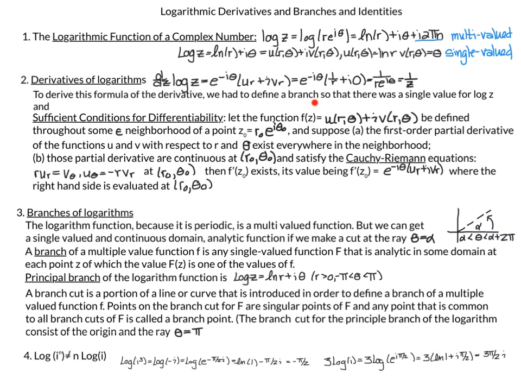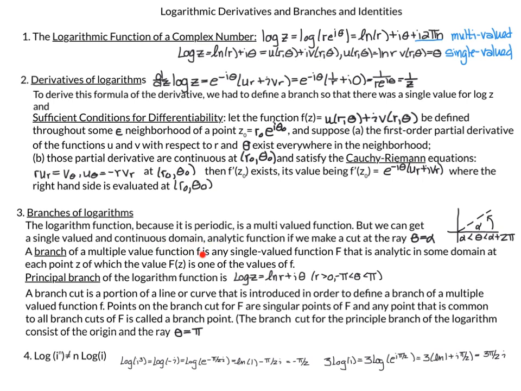Then, because we used a branch, we go ahead and talk more about branches. So essentially the logarithmic function, because it's periodic, is a multi-valued function, but we can get a single value and continuous domain, an analytic function, if we made a cut at the ray theta equals alpha. So this is what this diagram here is. We're in the complex plane, and at some angle alpha, we make this cut, which is this line that goes from the origin out.